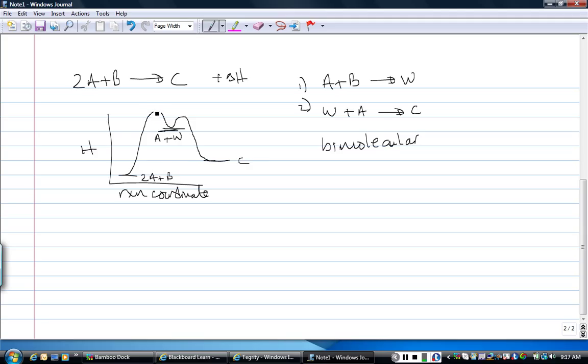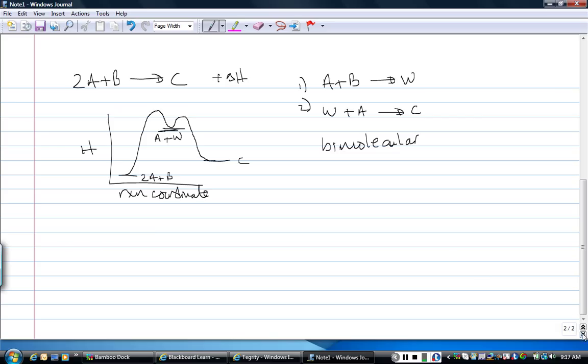This is the barrier for step 1. This is the barrier for step 2. And therefore, since step 1 has the larger activation energy barrier, step 1 is a slower step. Okay, well, let's imagine then I give you another question.